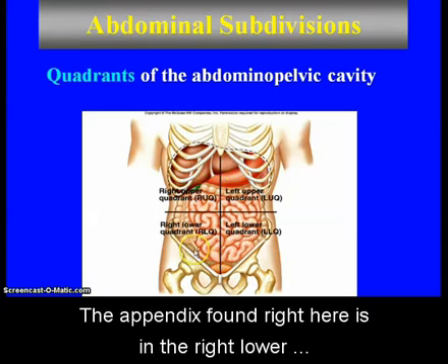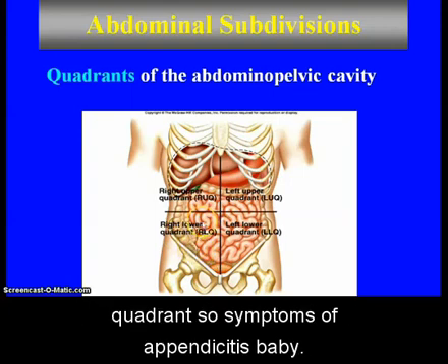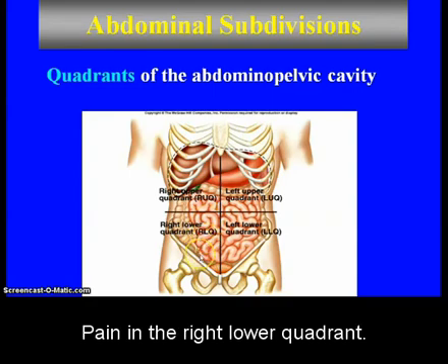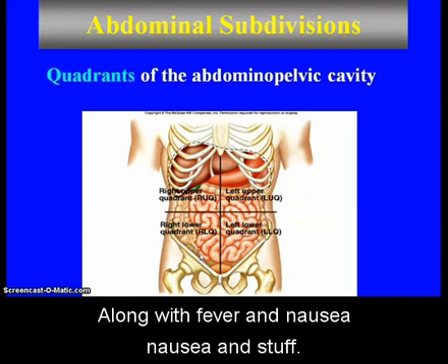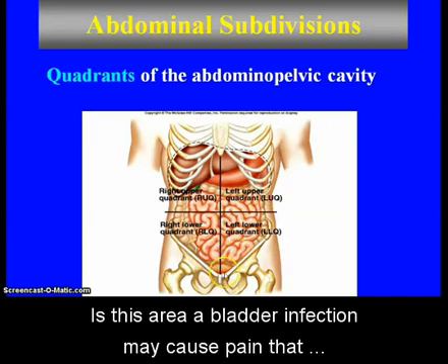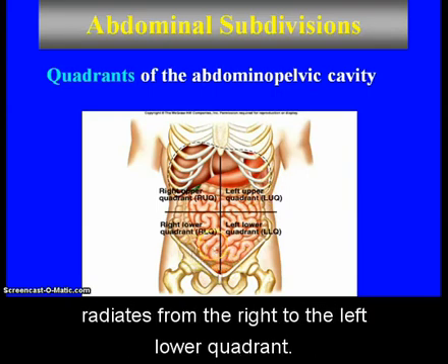The appendix, found right here, is in the right lower quadrant, so symptoms of appendicitis may be pain in the right lower quadrant, along with fever and nausea and stuff like that. The left lower quadrant is this area. A bladder infection may cause pain that radiates from the right to the left lower quadrant. This is the end of Chapter 1.